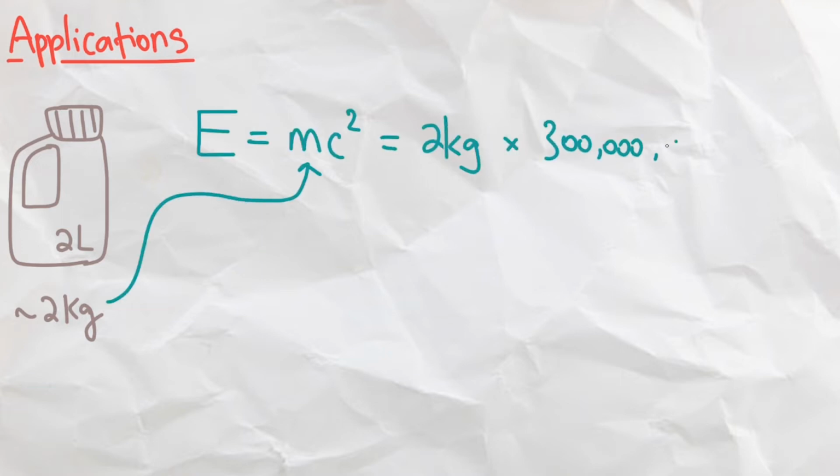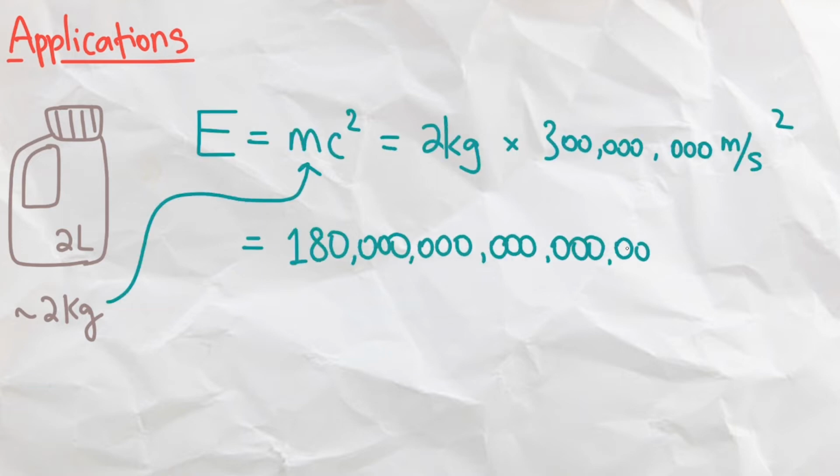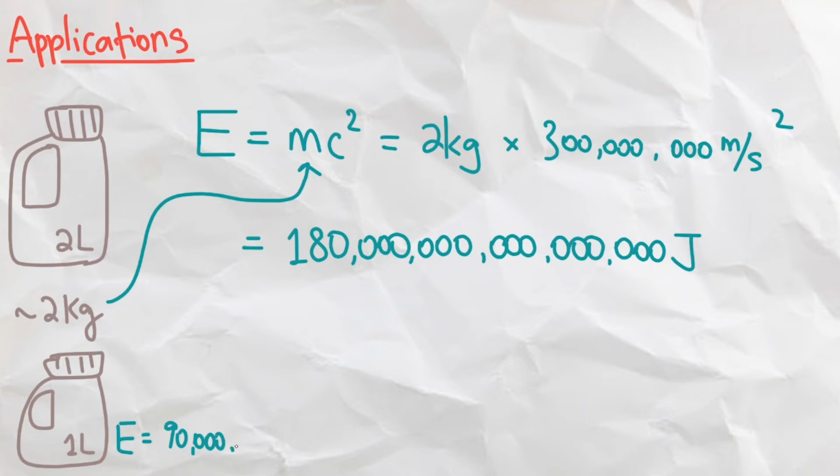For example, let's take a 2-liter jug of milk, which weighs around 2 kilograms. Using E equals mc squared, we see that this jug of milk has around 180 quadrillion joules of energy at rest. If we were to pour out half the jug, leaving us with 1 liter of milk, or 1 kilogram, we would have around 90 quadrillion joules of energy.